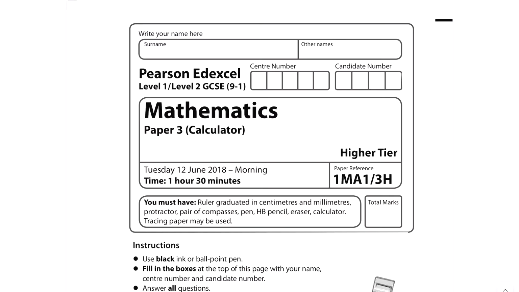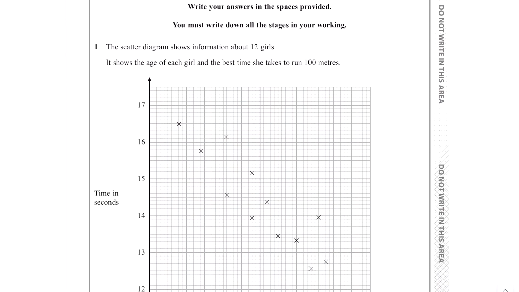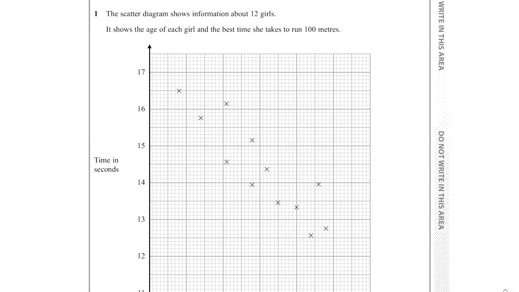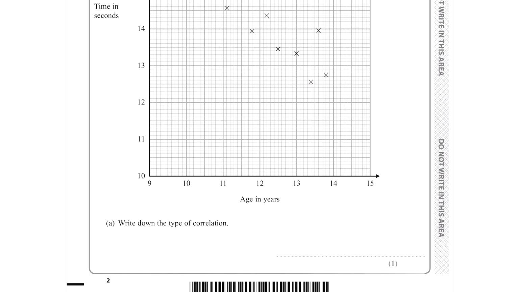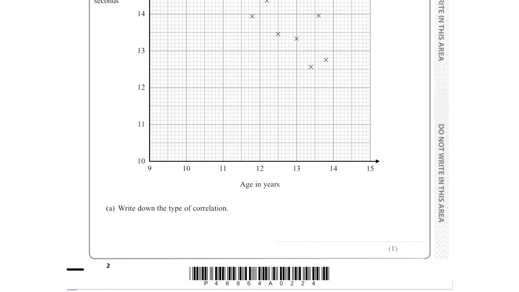So in this video, I'll be going through the June 2018 paper 3. Let's make a start. Question 1, the scatter diagram shows information about 12 girls. It shows the age of each girl and the best time she takes to run 100 meters. And we can see that plotted on the graph. The first question is write down the correlation.